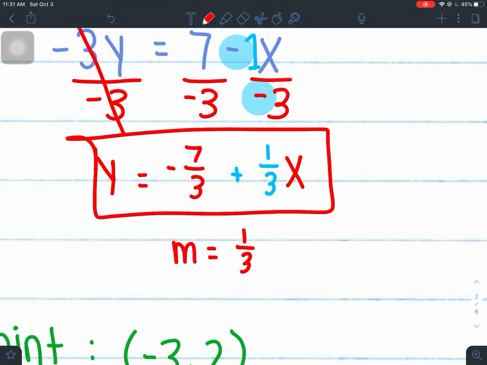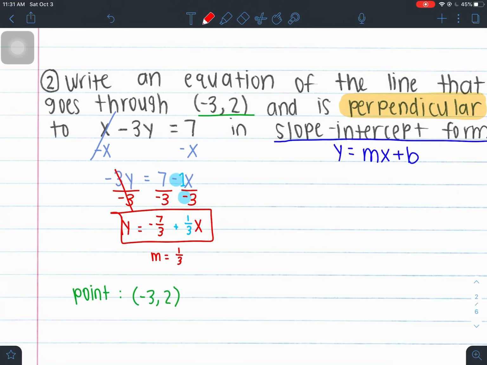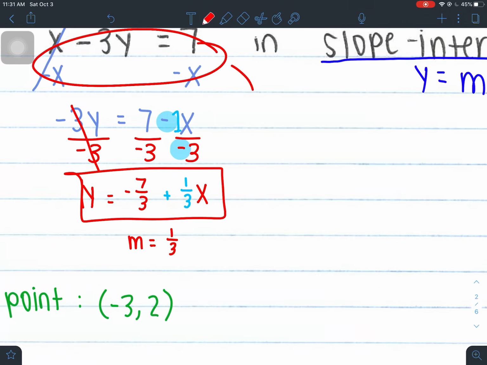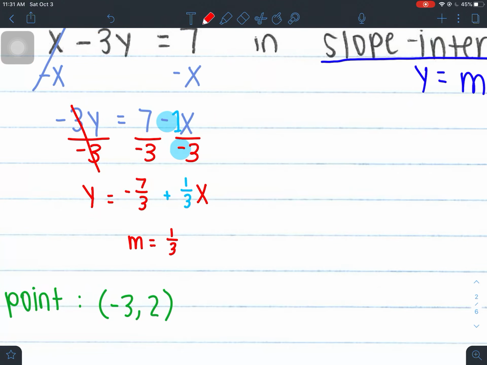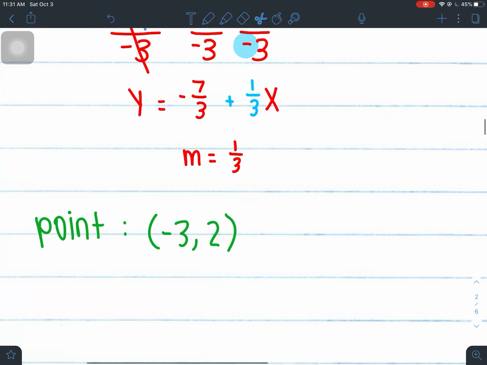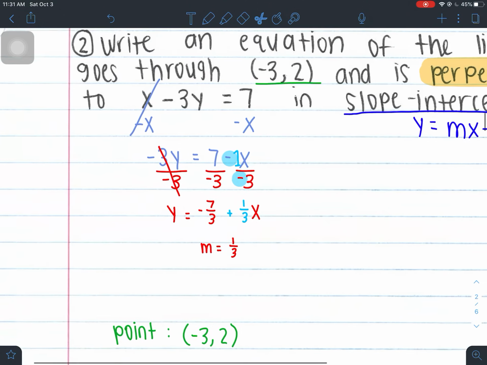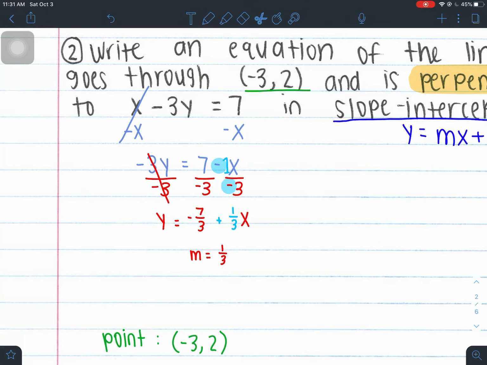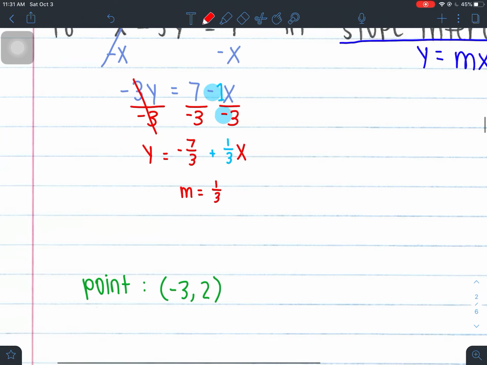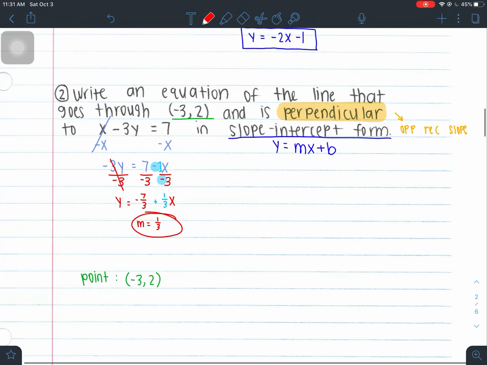Is this equation your answer? No. You literally haven't done anything. You haven't even used the point that they gave you. All you did was convert from this equation into slope-intercept form. So that's not your answer. So what do I need to do? Why did I do all of this? I did all of this work to identify the slope. Why do I need the slope? Because I'm trying to create a new equation. The question is, would I use this slope to create my new equation?